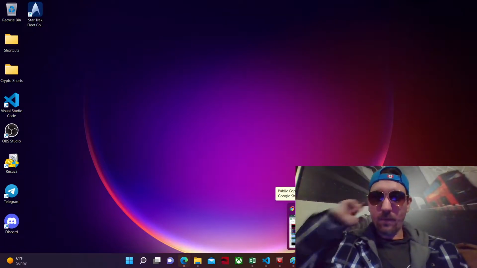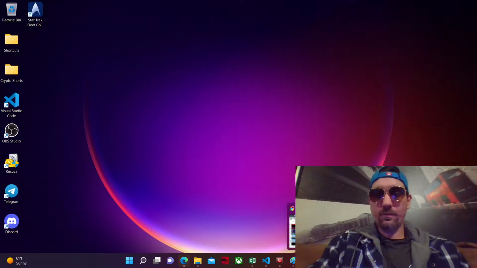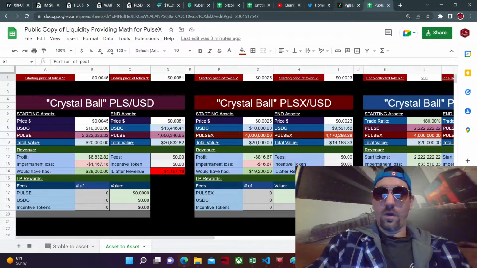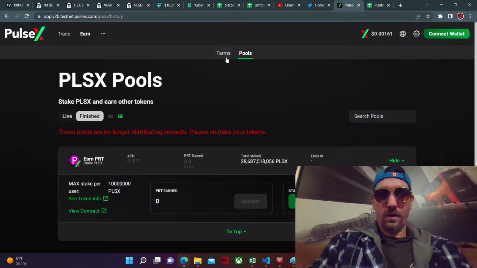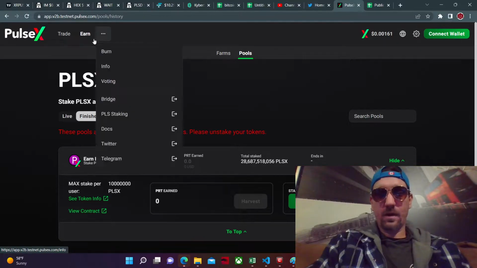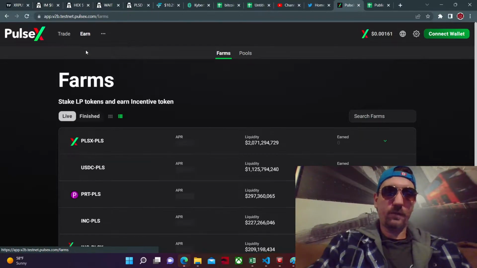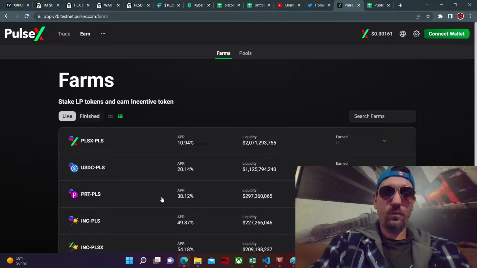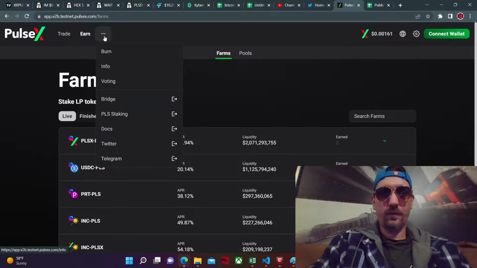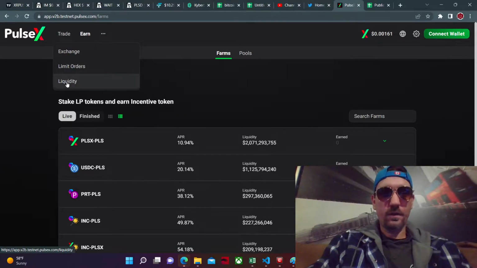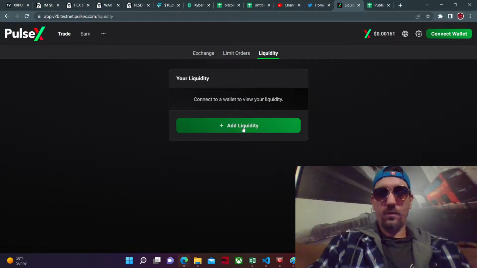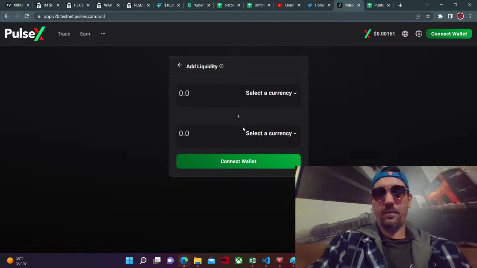So this is a PulseX liquidity providing refresher course, some math and some how-tos. On PulseX, if you're not single-sided staking, the other option you have for possibly earning is incentive tokens, if the pool being provided is incentivized. But those pools we're talking about are the liquidity. So you can provide liquidity here. Yep, that's simple. Add it, and you can select the two sides of the pair.